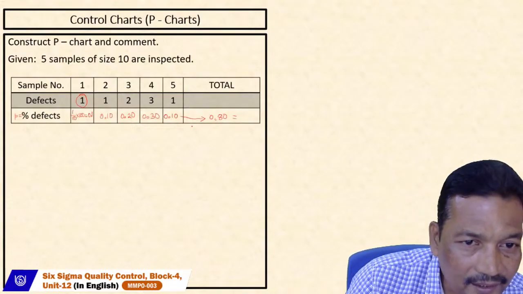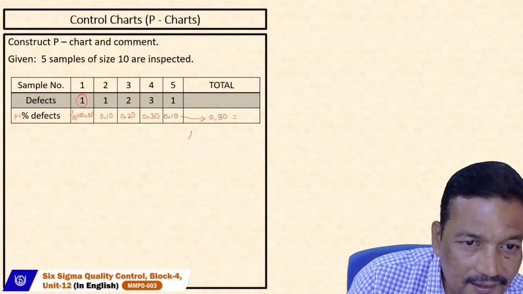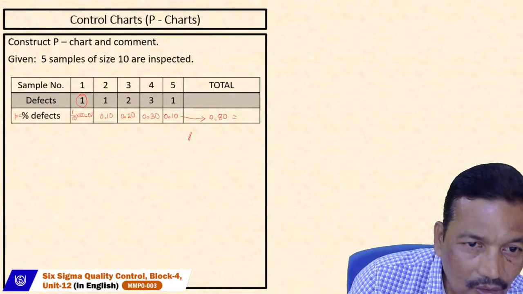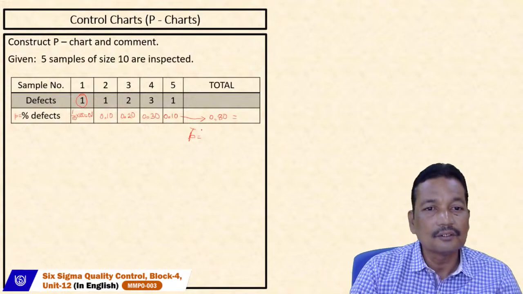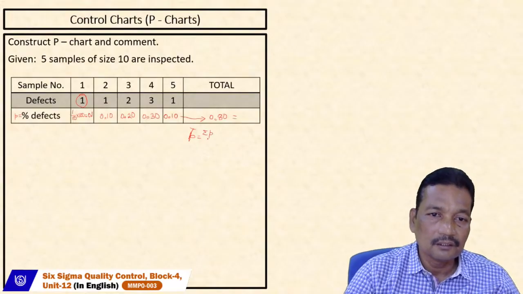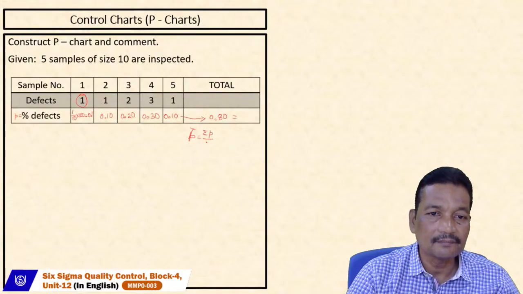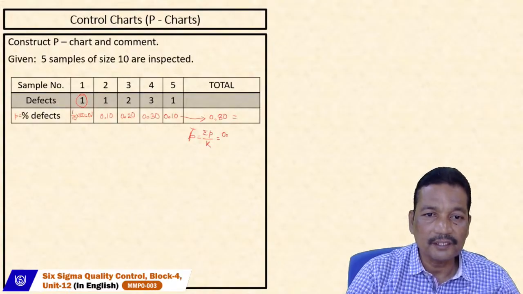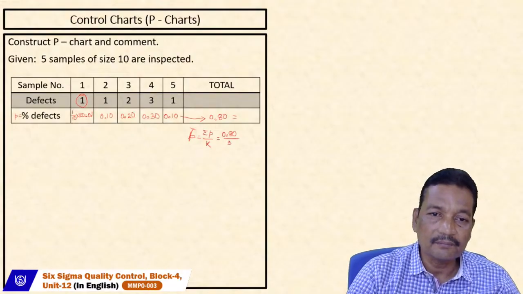Now, I can find out the percentage defective or proportion of defective average. p bar is equal to the total of p values divided by the number of samples, that means k. That is equal to 0.80 divided by 5, that gives me a figure of 0.16.